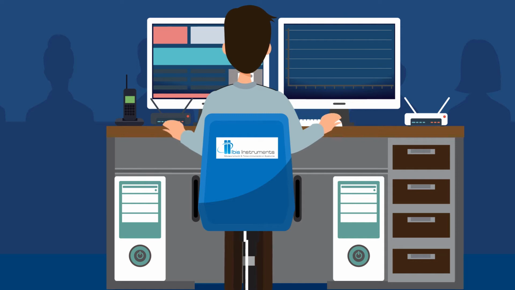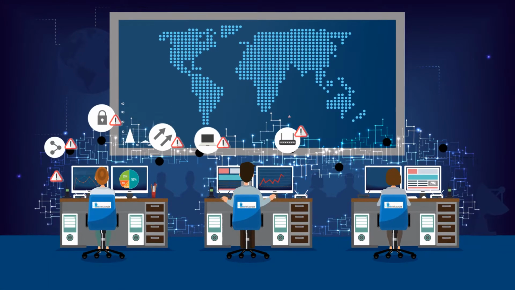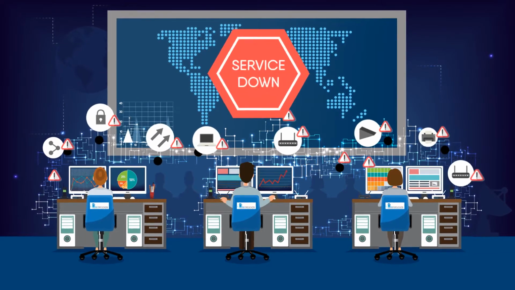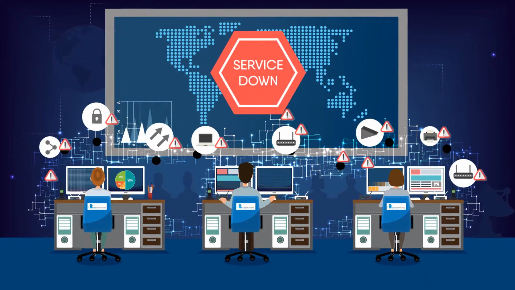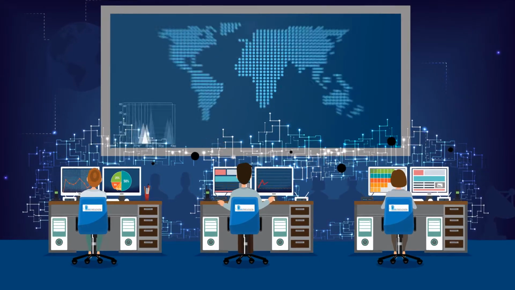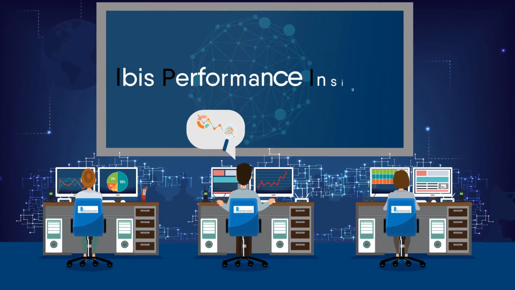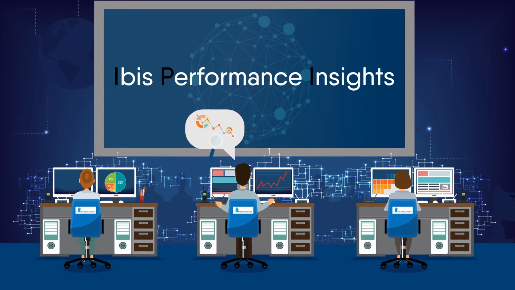This is Tom, and this is Tom's network. See all the dark spots? That's what he can't see. It's hard to troubleshoot. See how a problem with one network component affects others and anticipate issues? Tom needs end-to-end monitoring. With Ibis Performance Insights, he's got it.